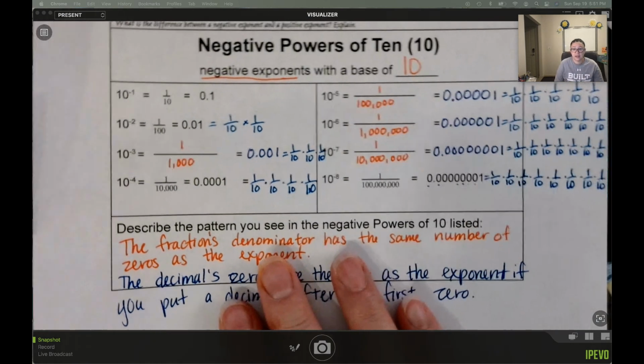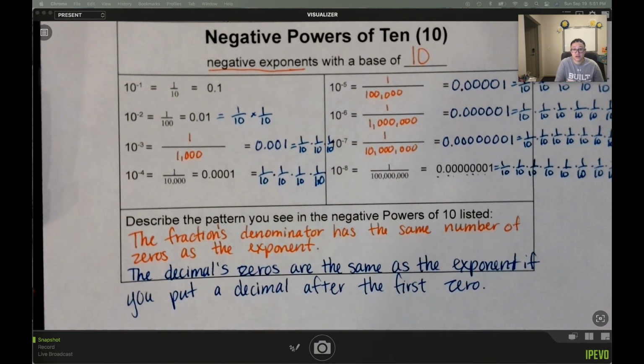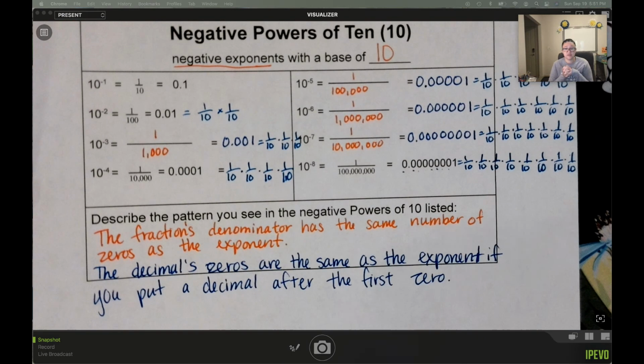All right. So those are our notes for positive and negative powers of 10. Please check in with your teachers now to ask any questions that you might have. And then if you're ready, go ahead and do the knowledge check to see where you're at. Good luck.